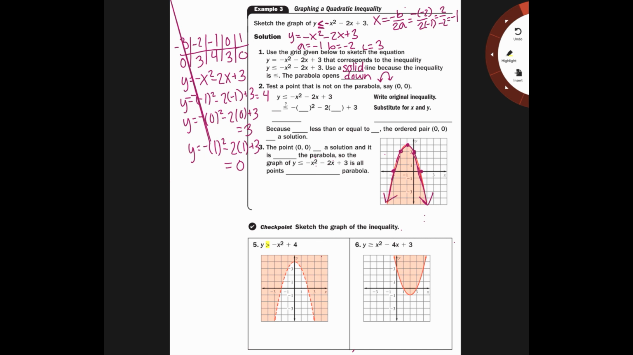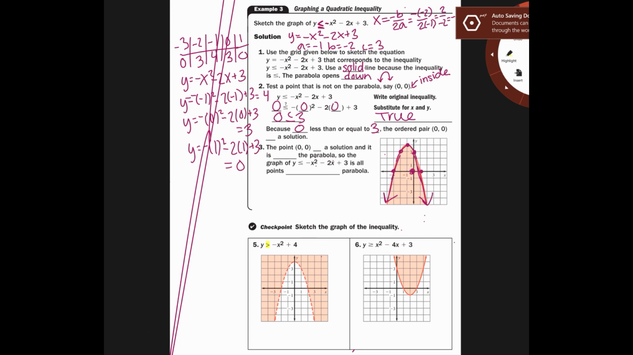So the way they like to test their points, or to figure out where to shade, is they test a point. So they're actually going to test the point 0, 0, which we can see is inside the parabola. So for 0, 0, I plug in 0 for y, 0 for x. Get 0 is less than or equal to negative 0 squared minus 2 times 0 plus 3, which is just a 3. So I have 0 is less than or equal to 3. Well, that is true. So because 0 is less than or equal to 3, the ordered pair 0, 0 is a solution, and it is inside the parabola.